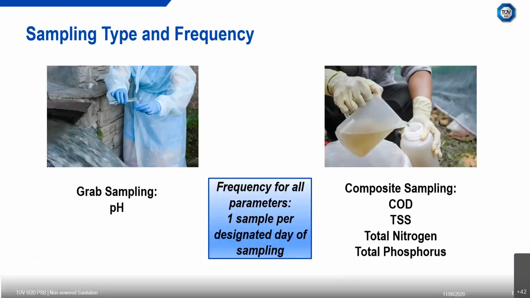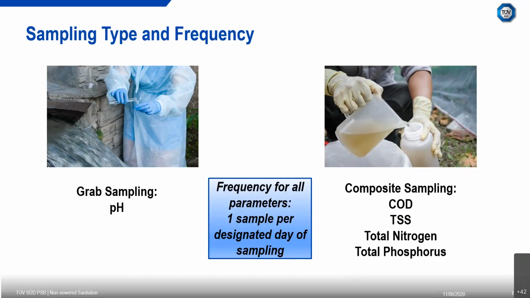For the sampling type of NSS effluent, as stated in Table A.2 of ISO 30500, pH shall be collected by grab sampling, and the four other parameters, COD, TSS, TN, and TP, shall be collected within a 12-hour composite sampling.